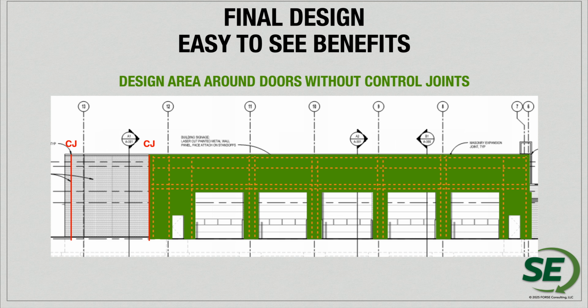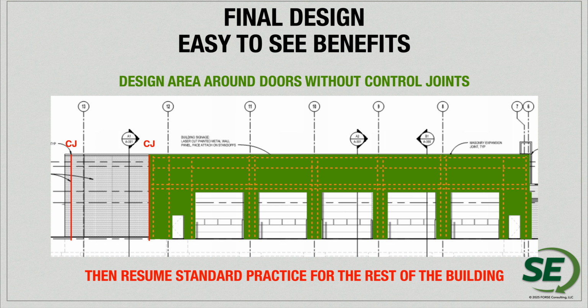So again, it's pretty easy to see that the area around those doors can have plenty of reinforcement to prevent any cracks from occurring. But then you can go back to the standard practice for the rest of the building, with control joints and horizontal joint reinforcement.